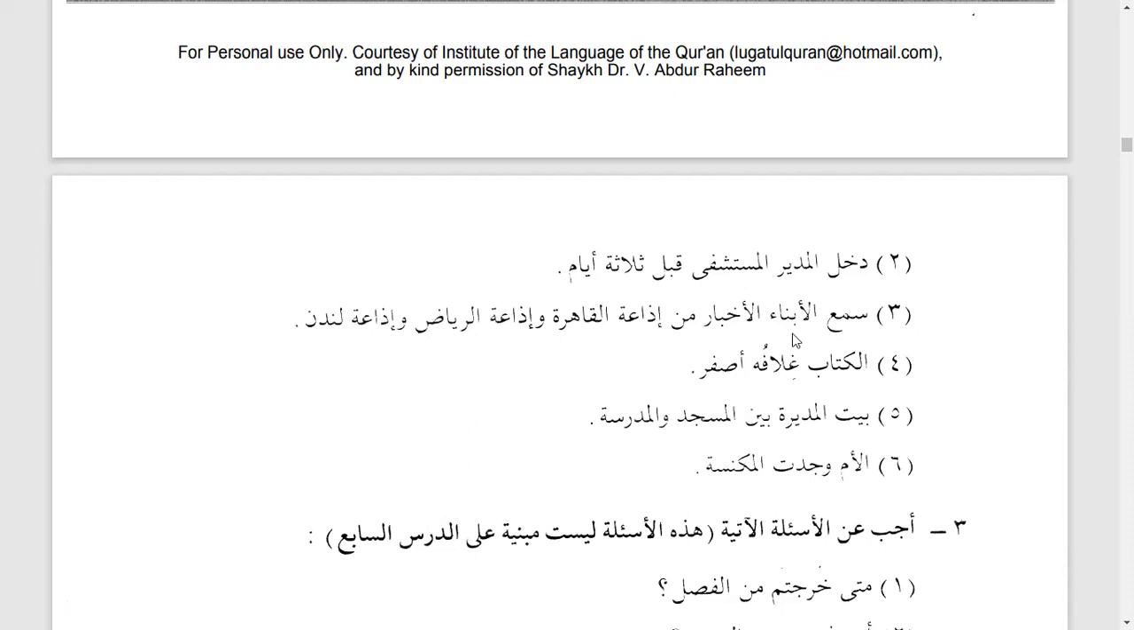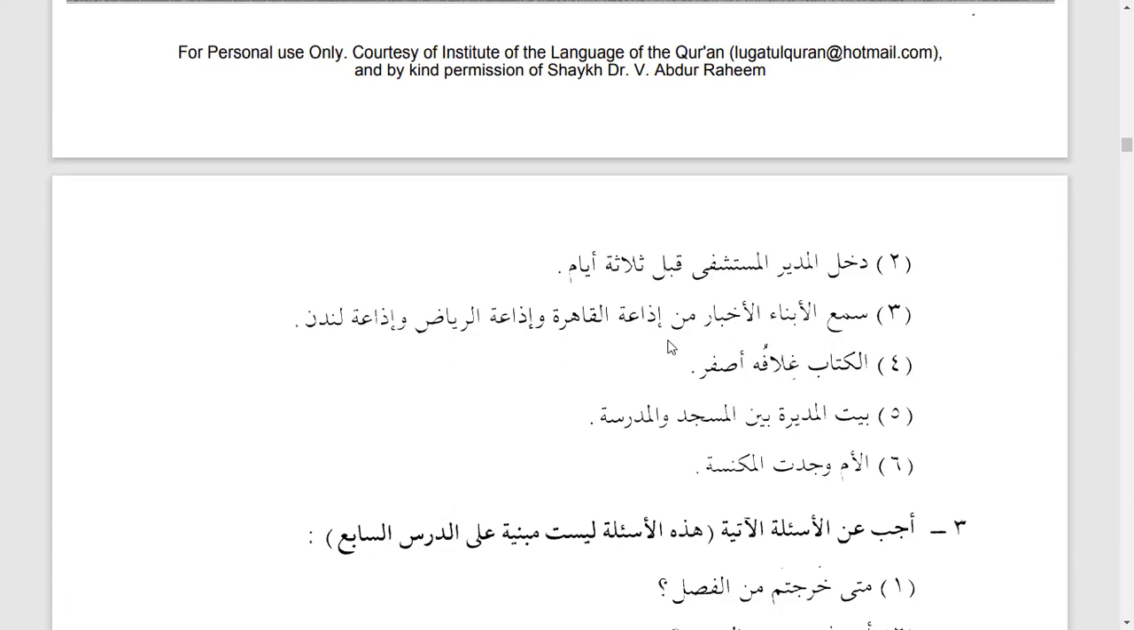Okay, سمع الأبناء الأخبار. So now you can focus on that. سمع verb, الأبناء فاعل, الأخبار مفعول من إذاعة القاهرة وإذاعة الرياض وإذاعة لندن. So they listen to the news from these 3 radio stations. Sahih, sir. Okay, so number 3 is صحيح.